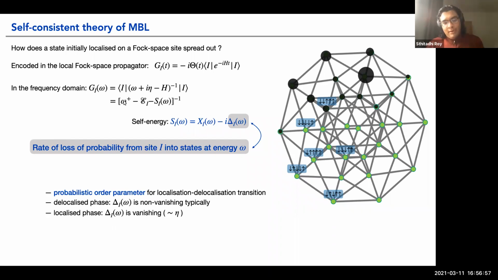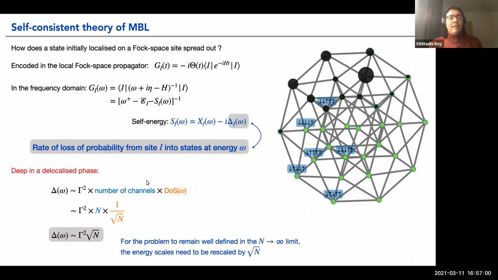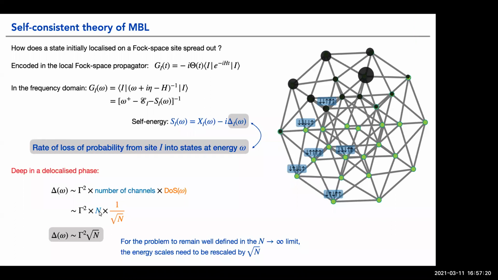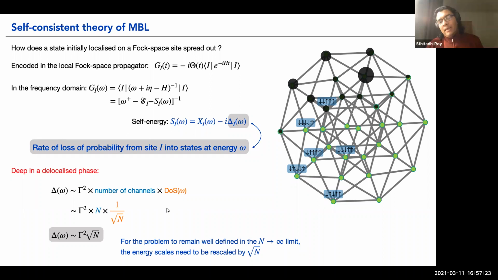Now, let's do a very back-of-the-envelope calculation deep in the delocalized phase. It's basically a Fermi's golden rule type argument, where I say that deep in the delocalized phase, the rate of loss is going to be proportional to Γ squared, which is the hopping matrix element, times the number of channels I have in the Fock-space. That's N because of the connectivity, or the coordination number, of N on the graph. And I have a density of states, which basically goes as 1 over square root N, because that's the normalization that sits in front of the Gaussian. So that gives you that Δ(ω) should be Γ squared times the square root of system size.